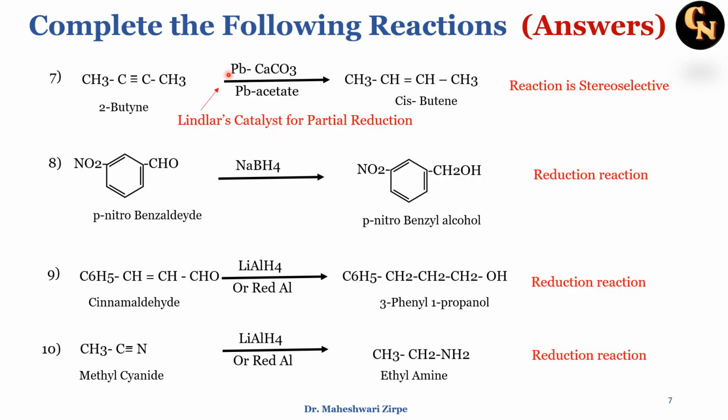Okay, so you should always remember what reagents or what catalyst they have given on the arrow. So here it is palladium and calcium carbonate. So this combination is used for partial reduction. That means it is going to partially reduce only one pi bond out of the two pi bonds of the triple bond. It is going to reduce only one single pi bond. Okay, and the product we are getting is cis. So this is basically a reaction which is stereoselective.